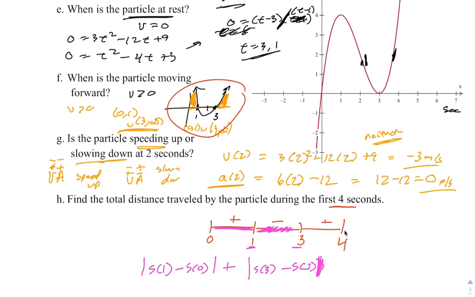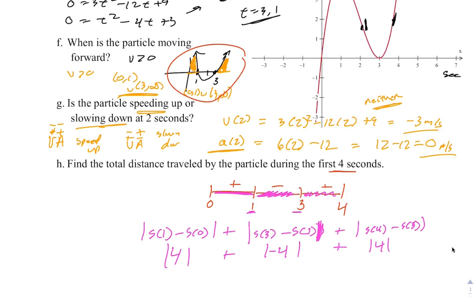And the same thing for the last one. Plus distance we traveled from 3 to 4. So s of 4 minus s of 3. That's the distance we traveled from 3 to 4 seconds. Now if you plug into your calculator, the values will be 4, negative 4, plus 4. So that's 4 plus 4 plus 4, which is 12. Now again, it's distance traveled, so it should be a quantity, not a rate, so it's just meters.